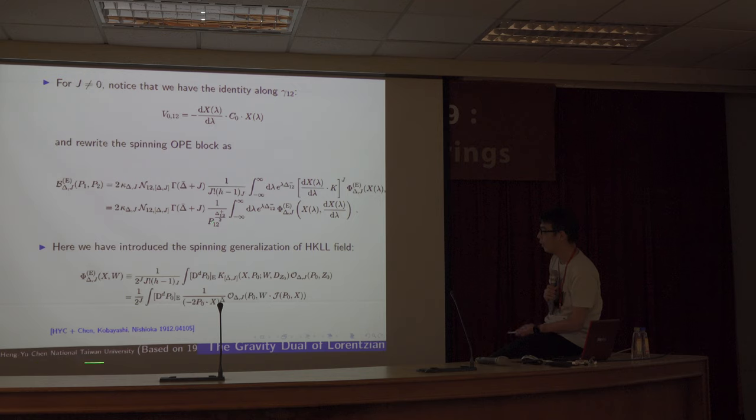And this is something we will cover, the kickoff point for our paper to investigate this kind of thing. And this phi e here is, if you want, the spinning generalization. And here K is a spinning bulk-to-boundary propagator inside the AdS space.